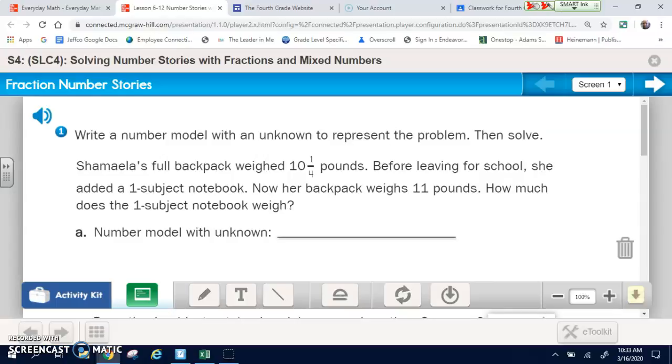As we know, it's always important to underline your important information. So I'm going to underline the 10 and 1/4 pounds that her backpack weighed, and then she added a 1-subject notebook, and now her backpack weighs 11 pounds. So we need to figure out how much that 1-subject notebook weighs. So we are going to solve this problem.